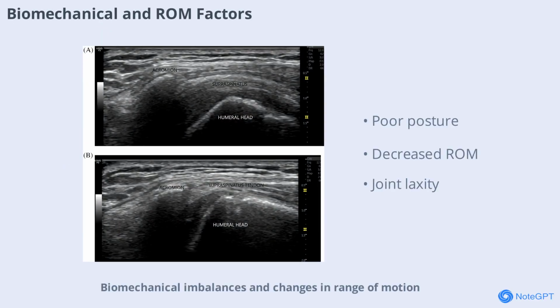Biomechanical imbalances and changes in range of motion (ROM) can contribute to symptoms that mimic cervical radiculopathy. Poor posture, such as forward head tilt and rounded shoulders, increases strain on the neck and shoulder muscles. This can lead to muscle overuse, contractures, and even secondary nerve compression. Decreased ROM, as seen in frozen shoulder, or increased joint laxity, as in Ehlers-Danlos syndrome, can also produce pain and weakness that resemble nerve root problems. Addressing these biomechanical issues is an important part of comprehensive care.